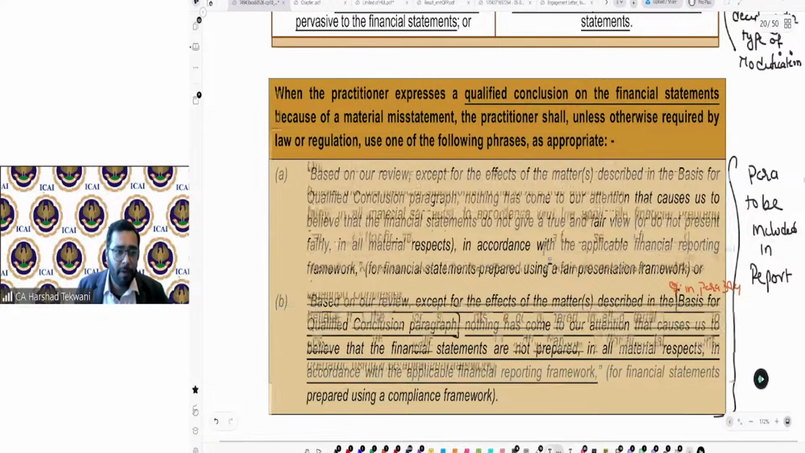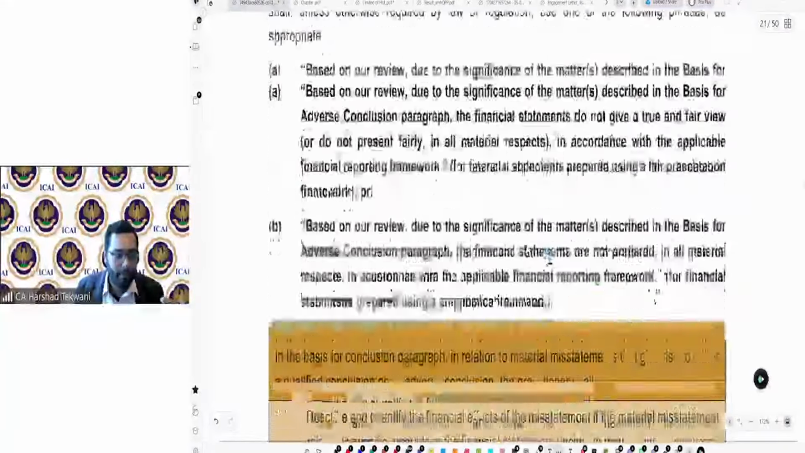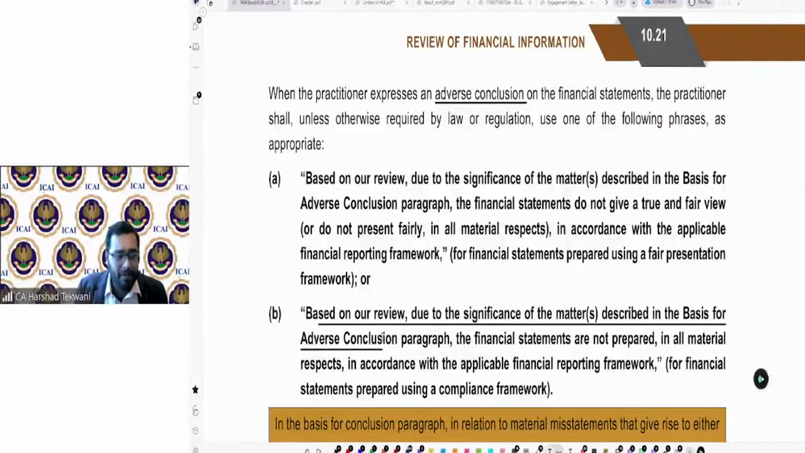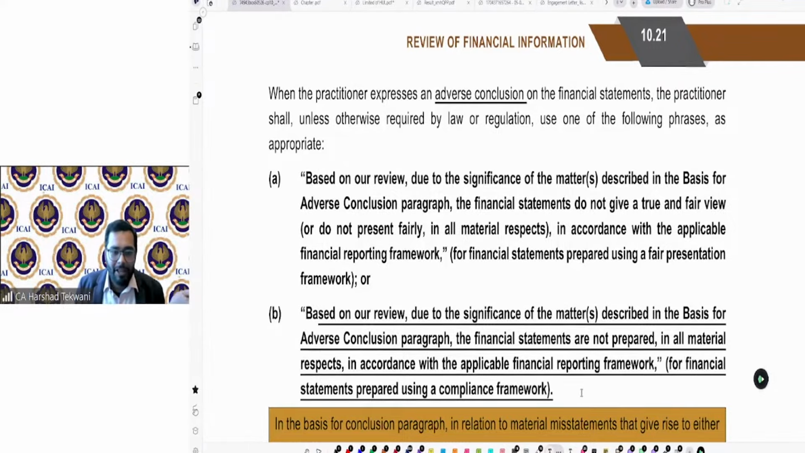So this is with the qualified conclusion. And again, this is for the adverse conclusion: based on our review, due to the significance of the matters described in the basis for adverse conclusion paragraph, the financial statement is not prepared in all material respects in accordance with the financial reporting framework. The wordings will go accordingly.